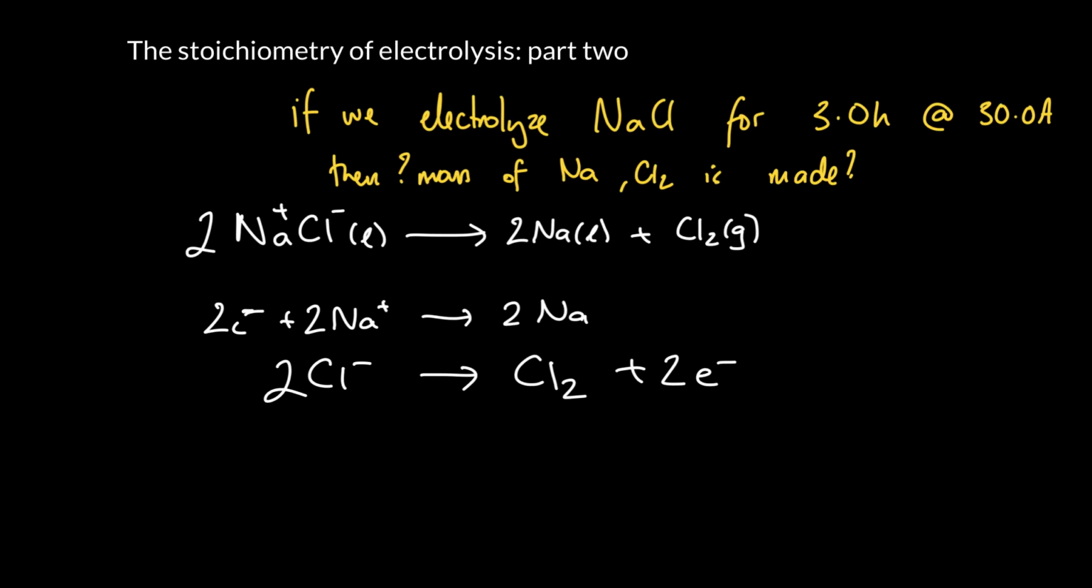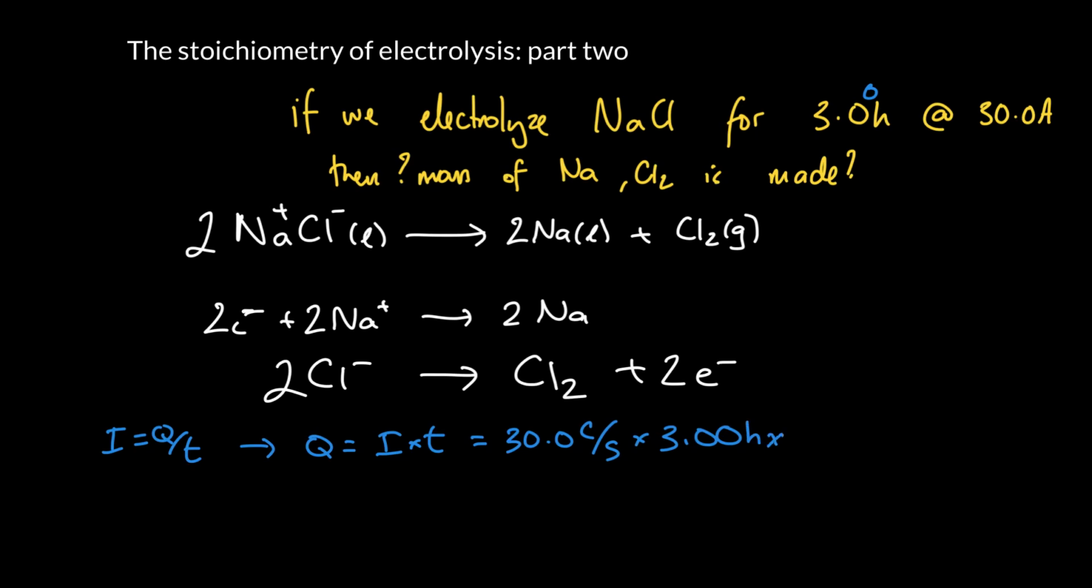So we're going to start with a definition of current. So we know current is charge over time. We're going to rearrange and say that charge is current times time, and we're going to calculate the current that flows. So that is 30 amps, that's a coulomb per second, times the time. That was 3 hours. Actually, let me make it 3.00 hours. Just don't want to throw away too many significant figures here.